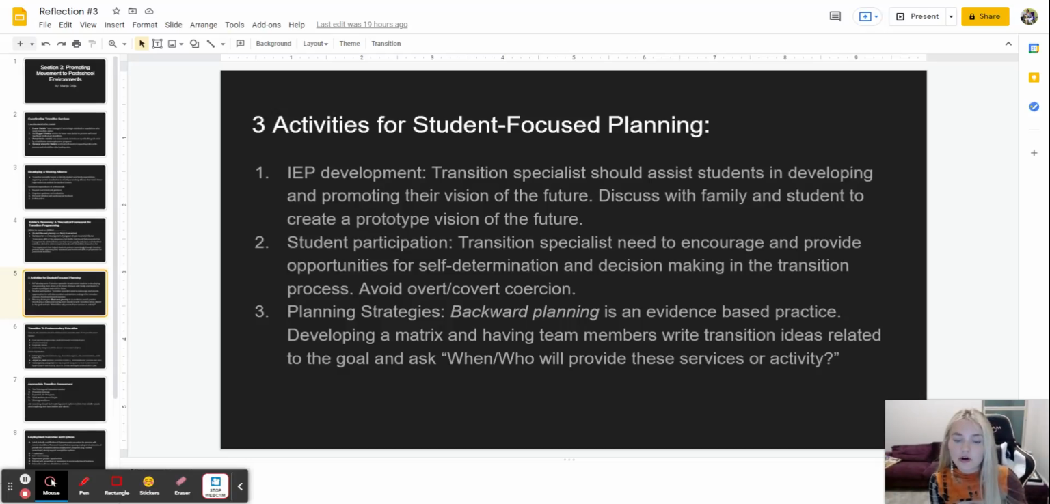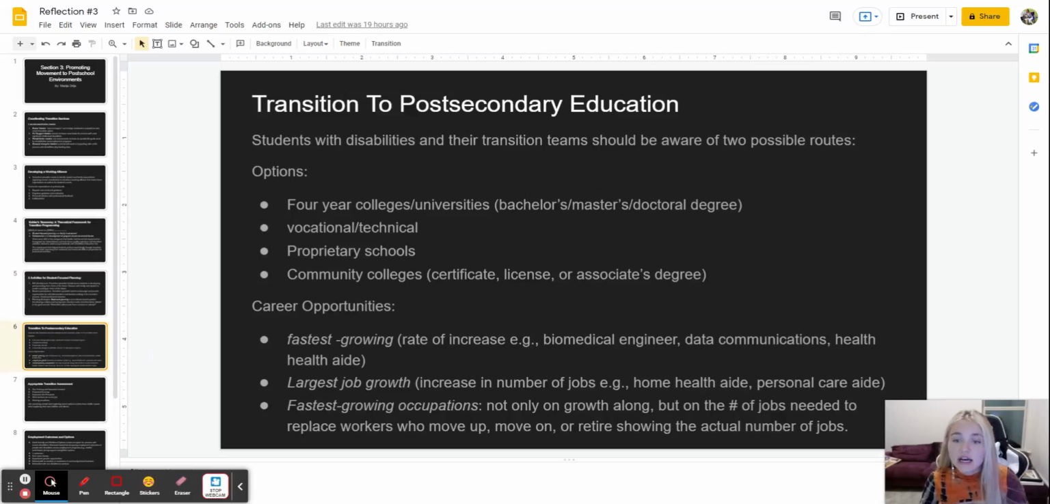Avoid overt or covert coercion, which is basically you telling them yes or no questions, like, do you think you could work in a restaurant, yes or no? That's not really the best suited for them. Planning strategies. Backward planning is an evidence-based practice of developing a matrix and having team members write transition ideas related to the goal and ask when and who will provide these services or activity.